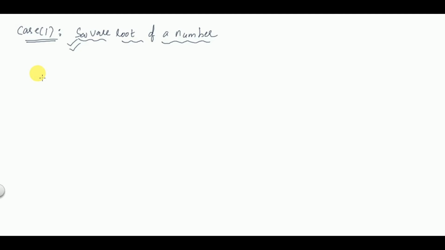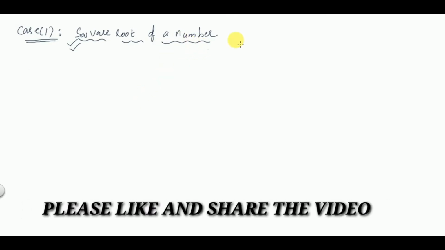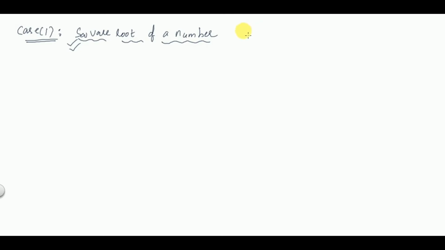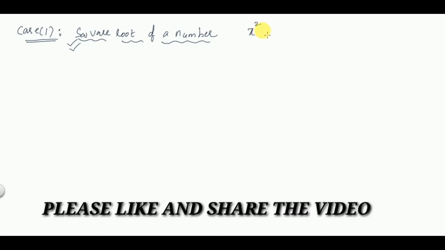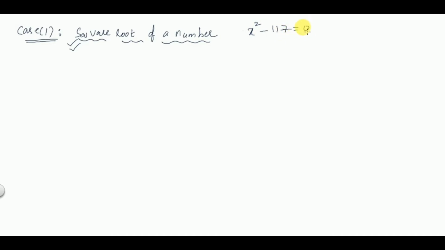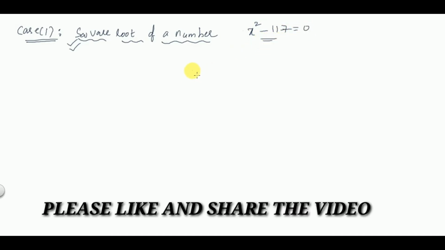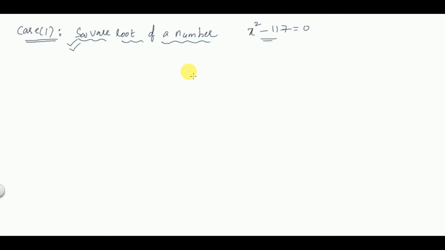So learn the concept of how to derive the formula, and remember it as a formula so that you can apply it directly in the examination. Finding the square root of a number: they may give you a previous question like the one I'm giving here. Find the second estimate or first estimate of this equation. They will give it like this: x square minus 117 is equal to 0. This question I will solve in my next video.